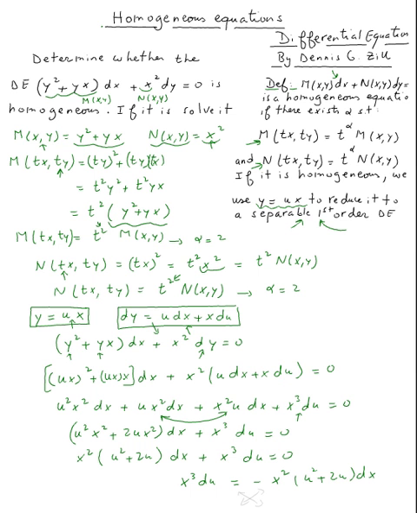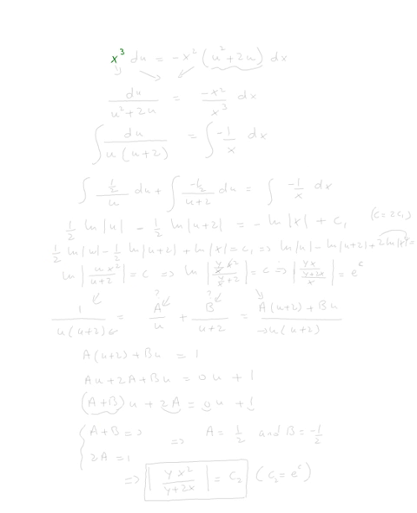Now remember, we can move things on orthogonal this way or this way. It's not a problem. Let me rewrite the equation on the other page. x cubed du equals minus x squared factor u squared plus 2u and dx. So this x cubed has to go to the other side, and this part has to go this way.